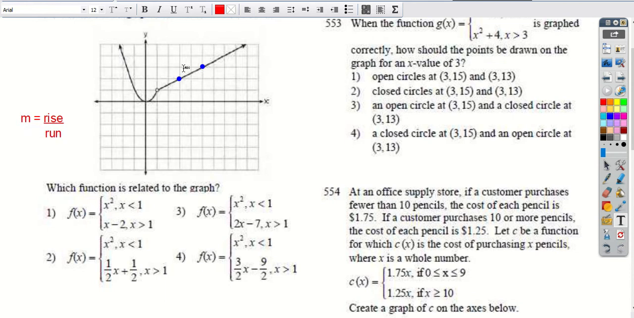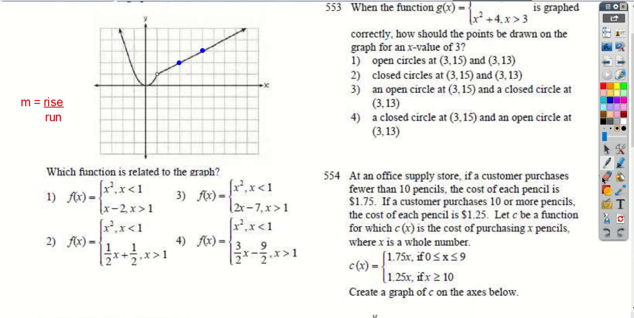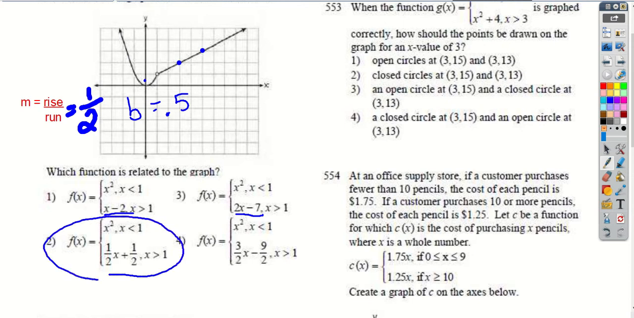So the rise is going up 1 and then over 2. So I can tell that this has a slope of 1/2. And then the y-intercept, if I continue it down, because I go down 1 over 2, is actually going to be at 0.5. So b is also equal to 1/2. So I can see that equation is not going to work. That equation is not going to work. So it's going to be this guy right here. Also, I know because this is an open circle that there shouldn't be any equal signs for these inequalities there.